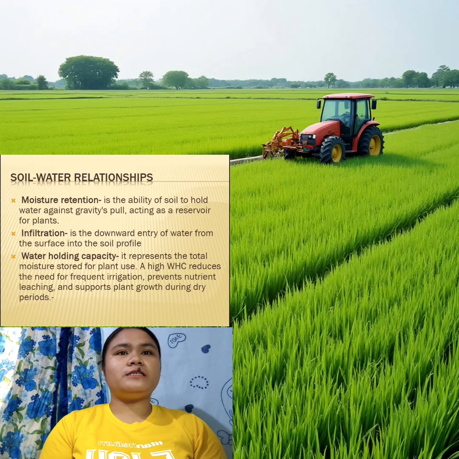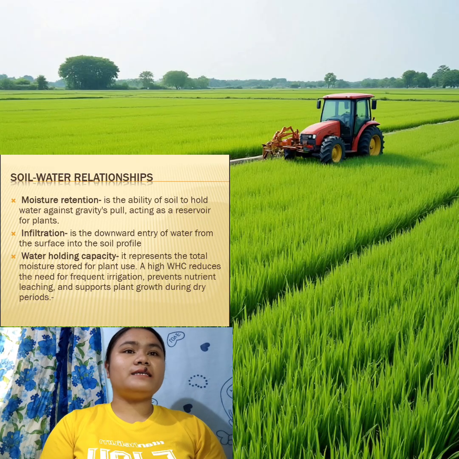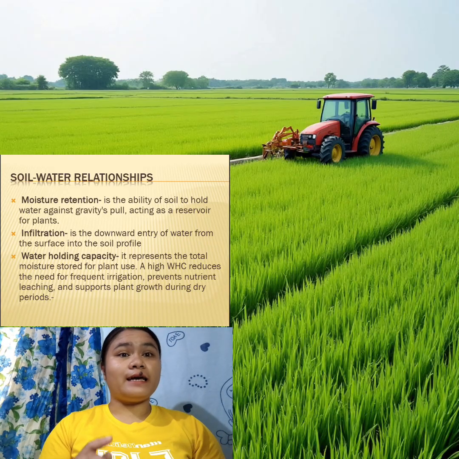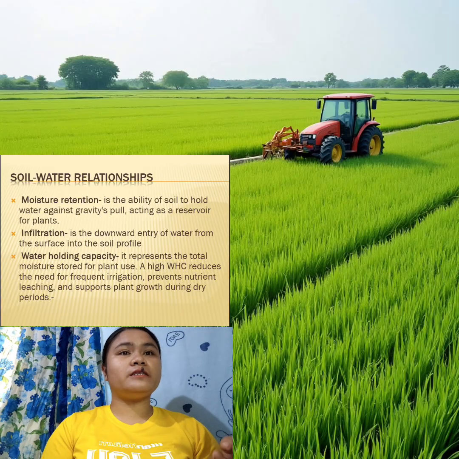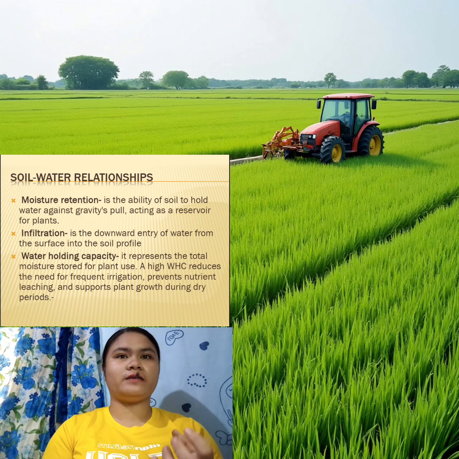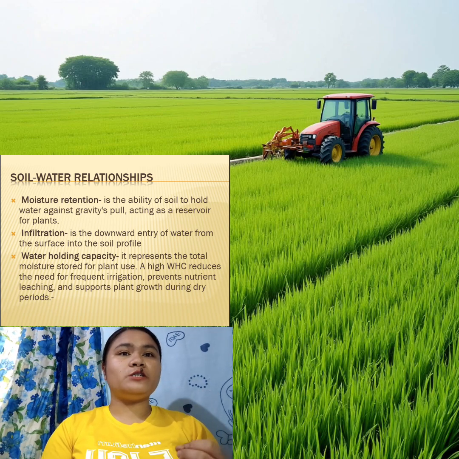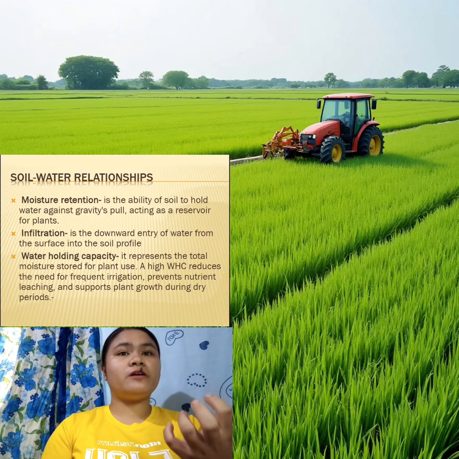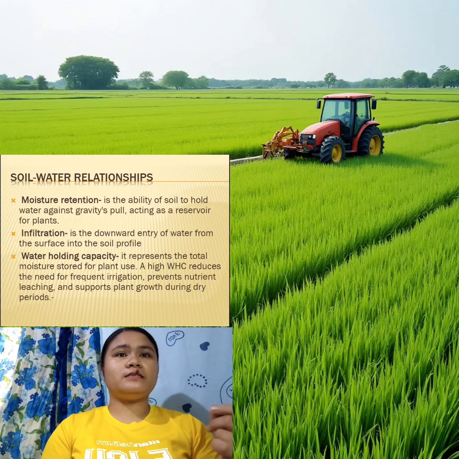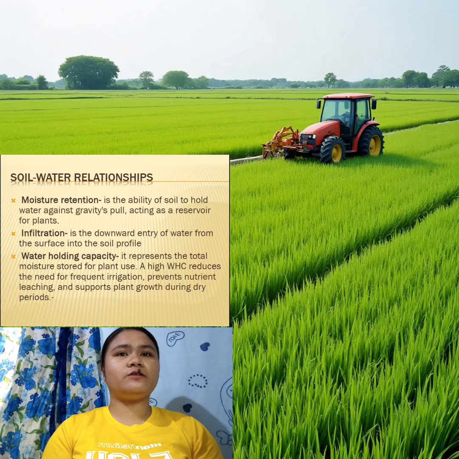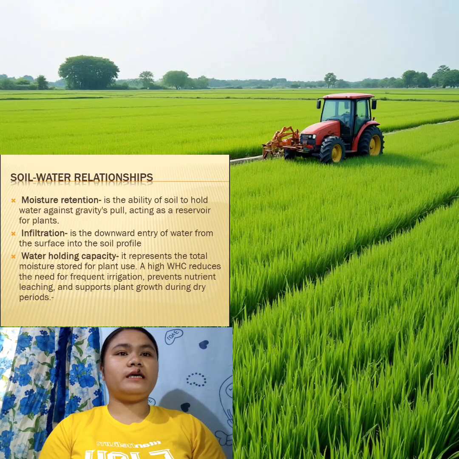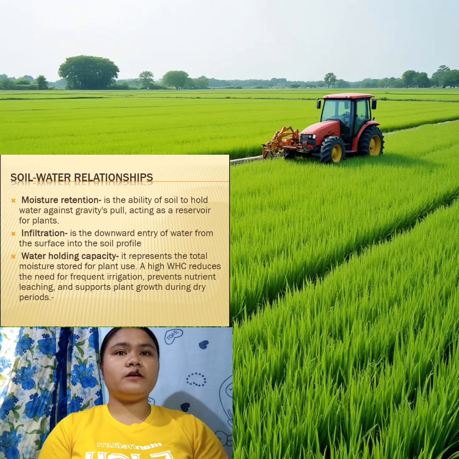Moisture retention is the ability of soil to hold water against the pull of gravity. Think of it as the soil acting like a sponge. It holds the water so that plant roots can access it over time. Different soil types retain moisture differently. Clay soil holds more water but becomes waterlogged. The best example for this is the lowland rice field, locally known to us as Basakan or Humayan. Sandy soils drain quickly but may not retain enough water for the crops.